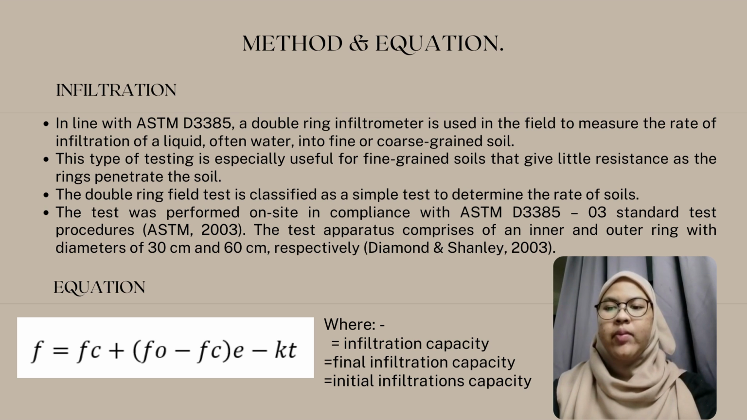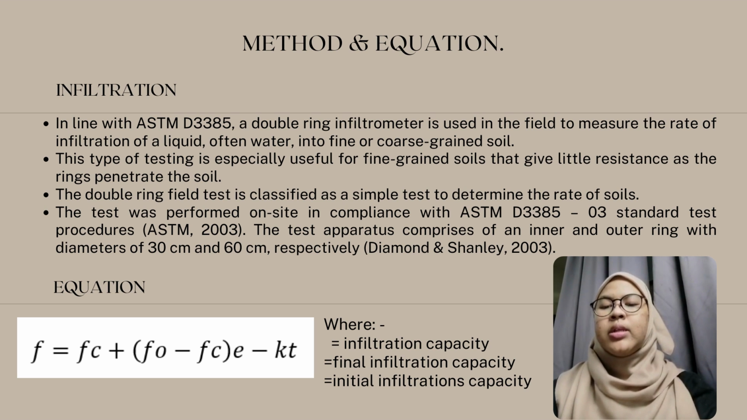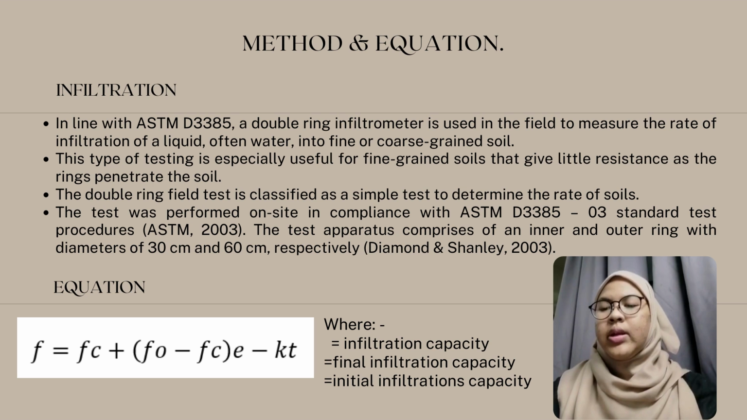The test apparatus comprised of the inner and outer ring with the diameter of 30 cm and 60 cm respectively. The equation used is F equals Fc plus initial infiltration capacity minus final infiltration capacity.